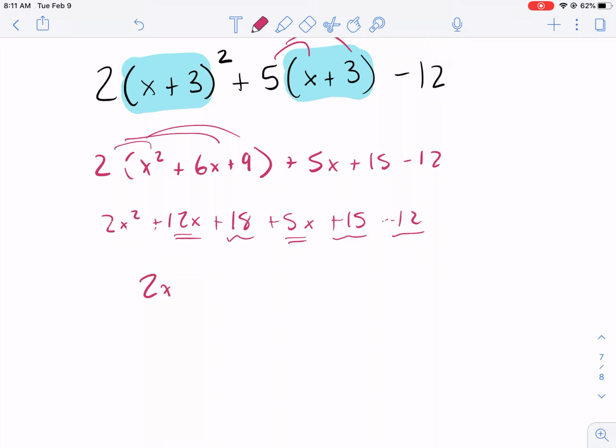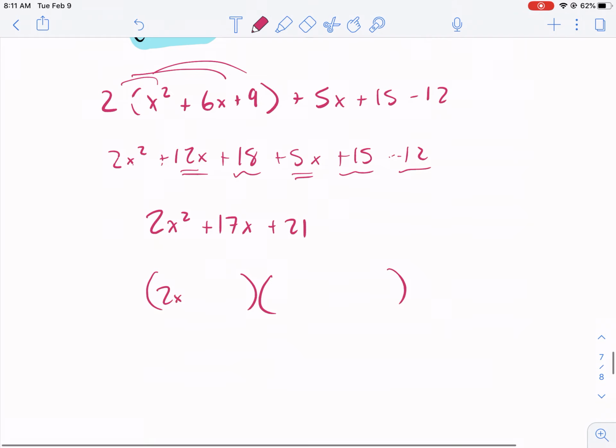So we have a 12x, 5x, 18, 15, and a 12. So we get 2x squared plus 17x. And then we have, that's going to be 3. Let me just double check. We get 3 and then 21 plus 21. Okay, so we're going to put parentheses here. Then we're going to factor this.